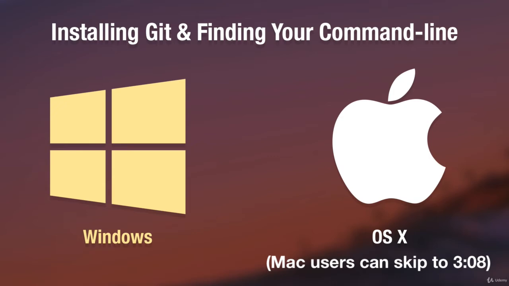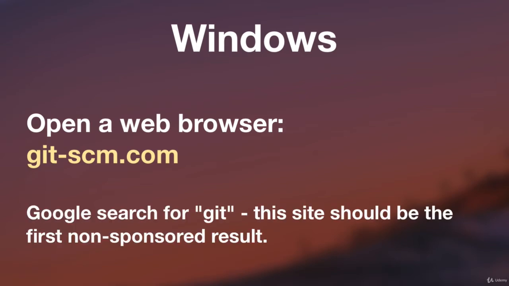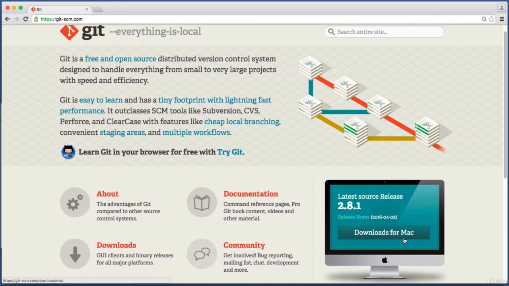So if you are running Windows, open up a web browser and head over to git-scm.com. If you perform a Google search for simply Git, this should be the first result. Here is what the website looks like, and what you want to do is come down to this teal-colored computer, and there will be a download button. Now, I'm on a Mac, so it says downloads for Mac, but on your computer, it should say download for Windows, or something similar to that.